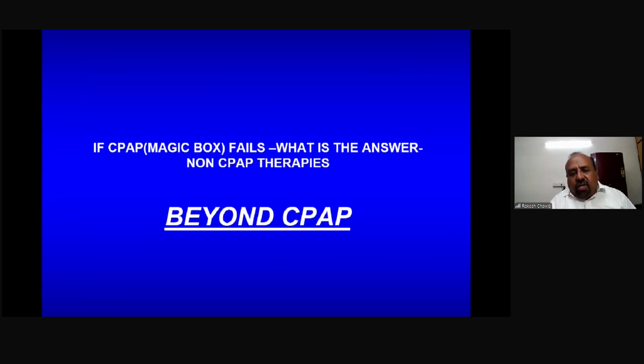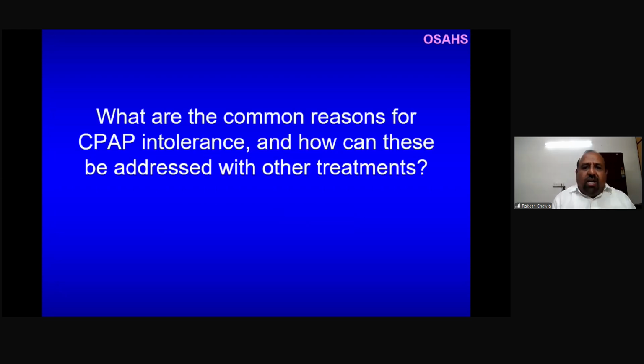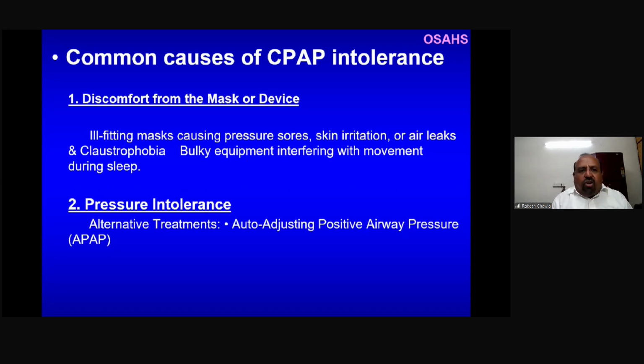So I will focus, after the finishing of Dr. Shivani, on what is beyond CPAP. Amita will be discussing how, when the patient doesn't accept CPAP, what are the reasons for not accepting CPAP. So what are the common reasons for CPAP intolerance and how can these be addressed with other treatments? Common causes of intolerance are discomfort from the mask or device. The patient has an ill-fitting mask, skin irritation, or he gets a hair leak. Pressure tolerance: the pressures are too high or too low.